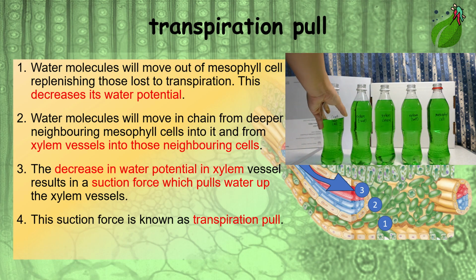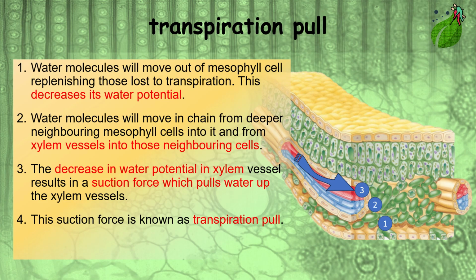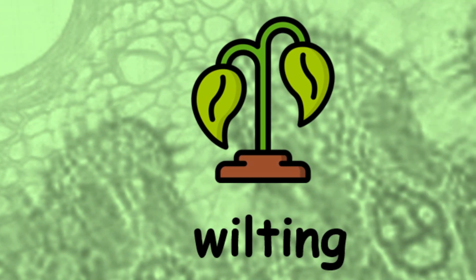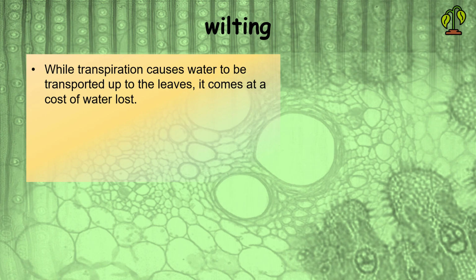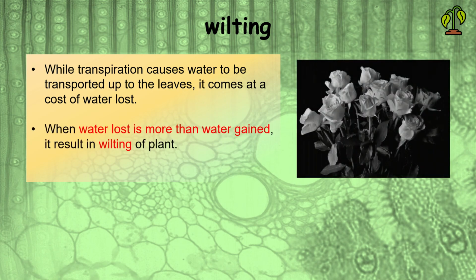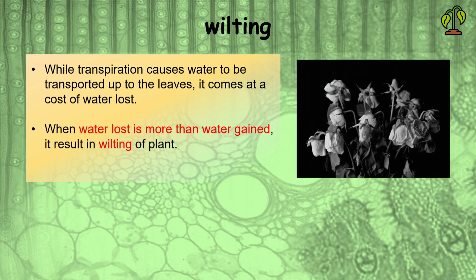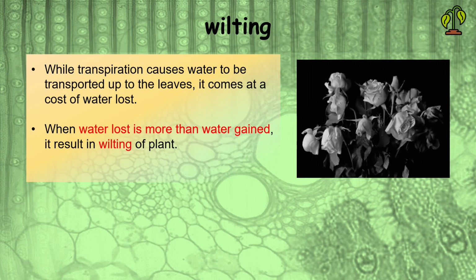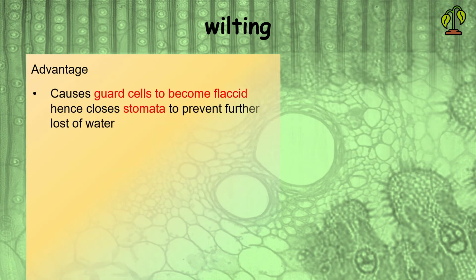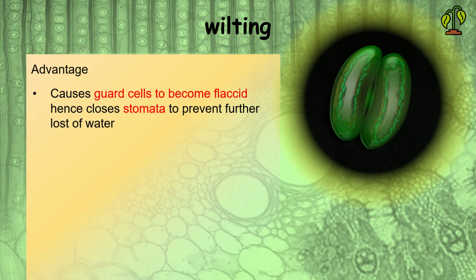While transpiration helps draw up water, it also causes wilting of the plant. Transpiration is kind of a necessary evil, because water loss is a bad thing, which is why the opening of stomata is for carbon dioxide to enter to make food and not for transpiration. Wilting will occur when water loss is more than water gain. The wilting is a coping mechanism, as it causes the stomata to close, which prevents further loss of water.